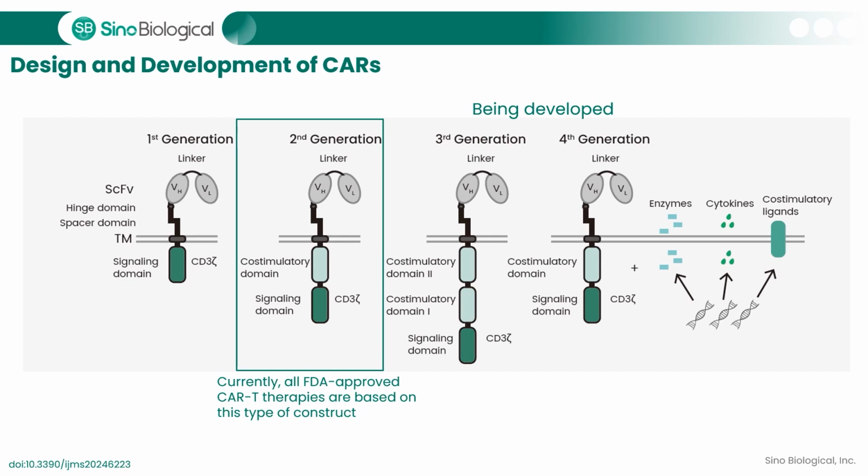The second-generation CAR T cells improved upon the first generation by incorporating a co-stimulatory signaling domain such as CD28 or 41BB, in addition to the CD3 zeta domain. This design significantly enhances CAR T cell proliferation and persistence, resulting in improved therapeutic outcomes observed in clinical trials. And currently, all of the FDA-approved CAR T therapies are based on this type of construct.